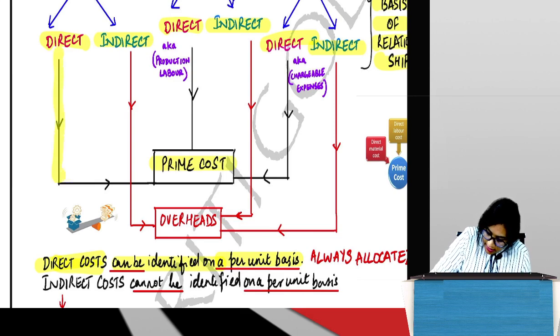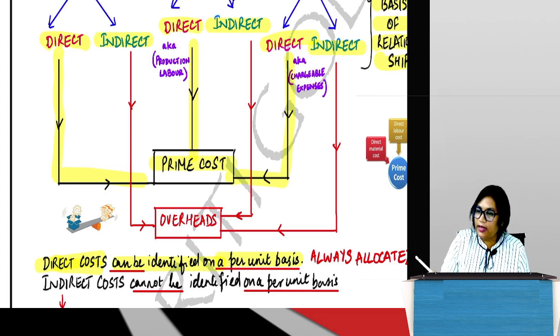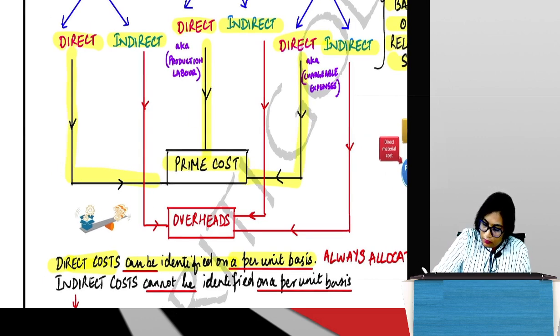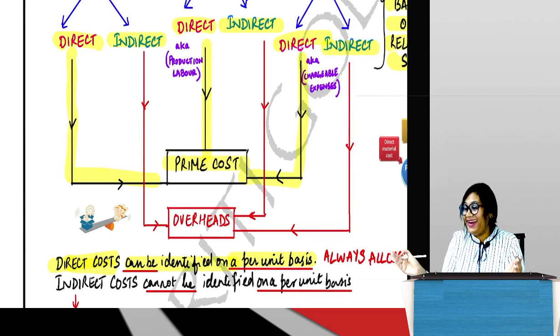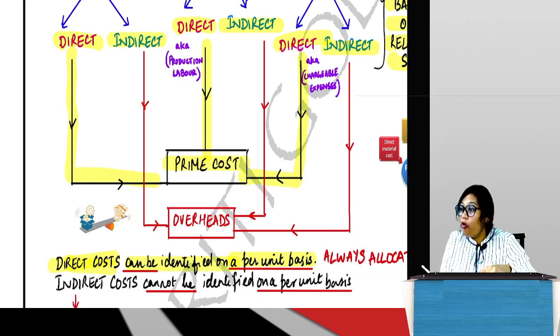So see here, direct material, direct labor, direct other expense other than material and labor. That is called prime cost. Correct? If I club all my indirect costs together, what will that include? Indirect material, indirect labor, indirect other expenses. Guys, that is called overheads.